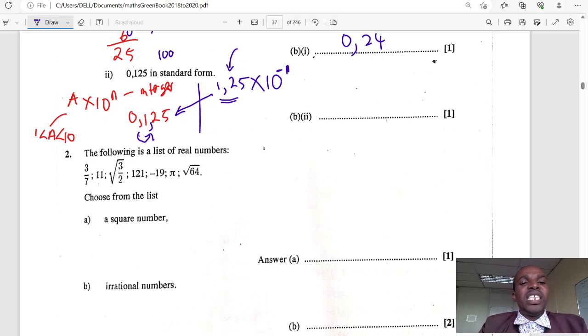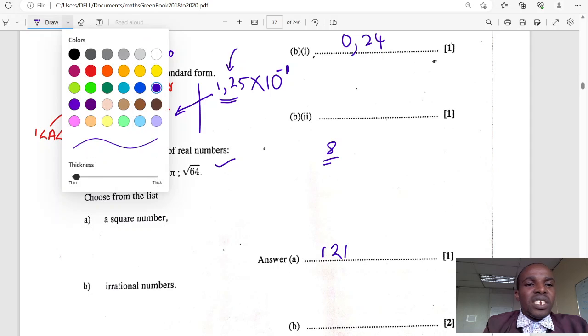Then question number 2. The following is a list of real numbers. Choose from the list a square number. A square number is a number whose square root is an integer. In this case, we have 121. It's a square number. What else? Please take note. Root of 64 is not a square number. 64 is a square number, but root of 64 is not. Why? Because root of 64 is the same as 8. Is 8 a square number? It's not. What's the square root of 8?